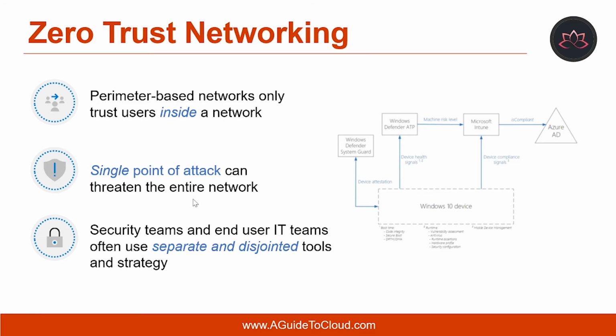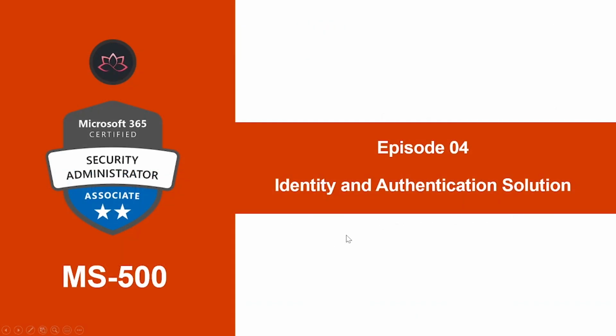So to accomplish a Zero Trust model, Microsoft integrates several components and capabilities in Microsoft 365, which include Windows Defender Advanced Threat Protection. We will talk about that in the later episodes. Then we have Azure Active Directory, Windows Defender System Guard, and Microsoft Intune. All right, so that concludes the Zero Trust model.